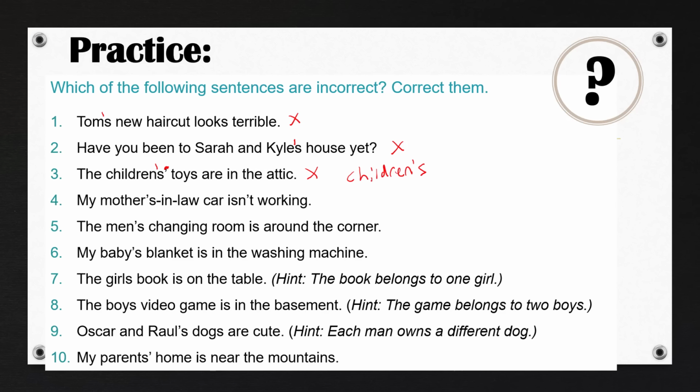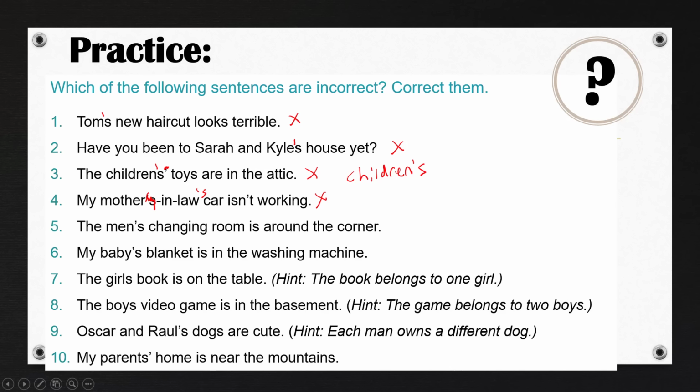And that is because children is a plural noun that does not end in S. Remember that after irregular plural nouns, we just add apostrophe S because it does not end in S. Number 4 is also incorrect. We don't say mother's-in-law, we say mother-in-law's, apostrophe S after the W, with hyphenated and compound words.